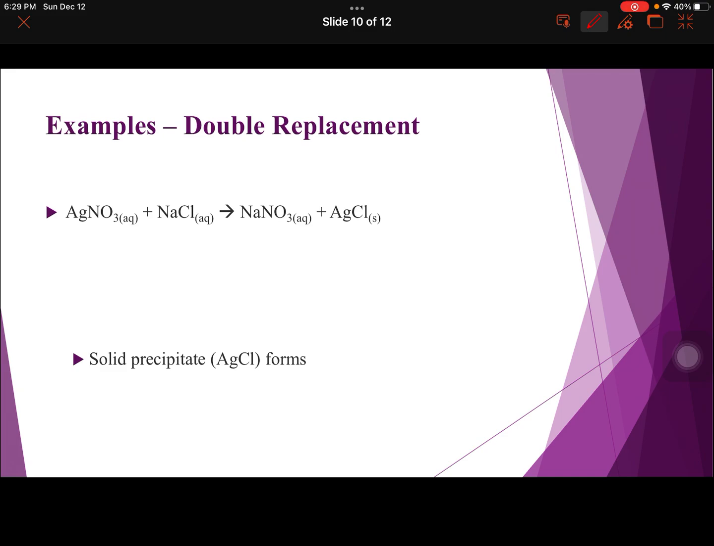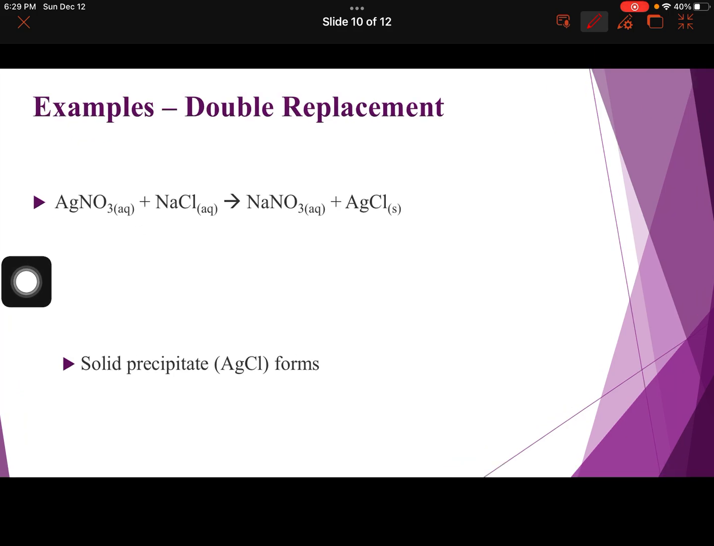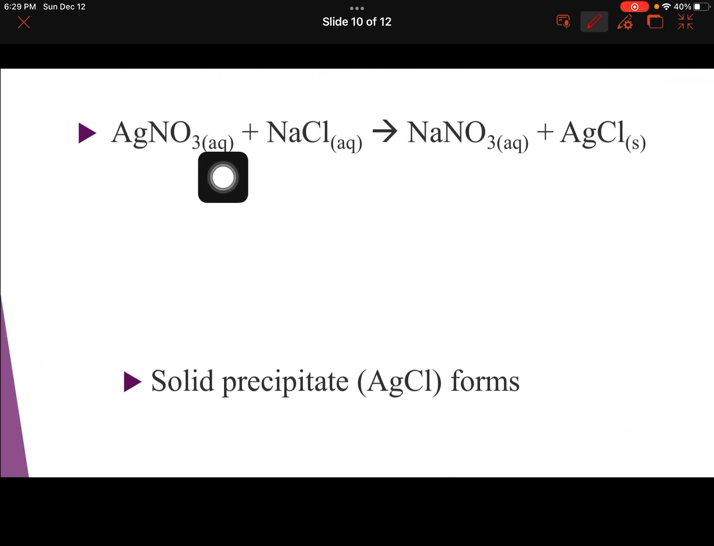The last three slides are going to show you three examples. So this is the first one. Let me say what this reaction is with words, and you will hear the switching. So I have a solution. Let me zoom in here. I have a solution of silver nitrate. I have a solution of sodium chloride.